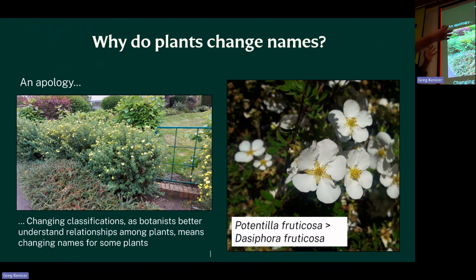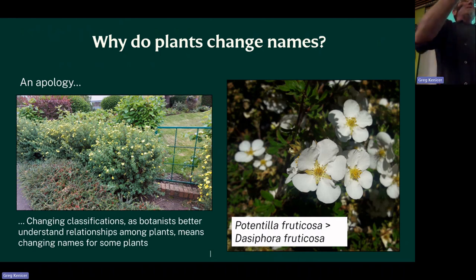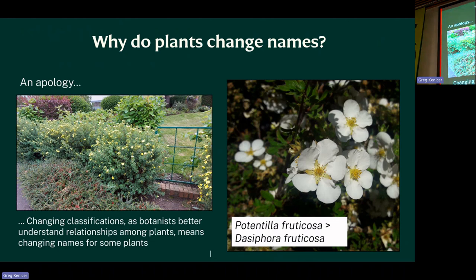Okay, and the reason for that is because with a lot of the molecular work, the DNA work that's going on at the moment, botanists are recognizing things are not quite classified perfectly, so we're just rejigging things a little bit. And it can upset people, potentially understandably at times. So as I say, Potentilla fruticosa is a name that people have known for a long time for the shrubby cinquefoil, but it shifting over to Dasiphora fruticosa has frustrated a few people.